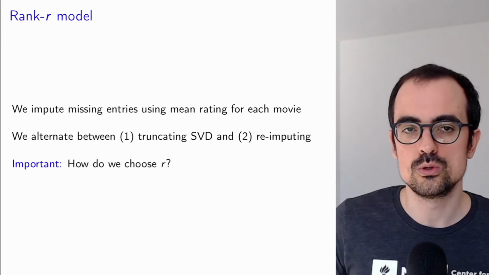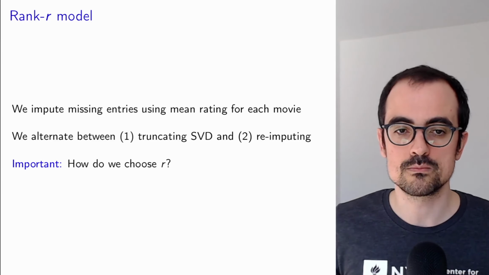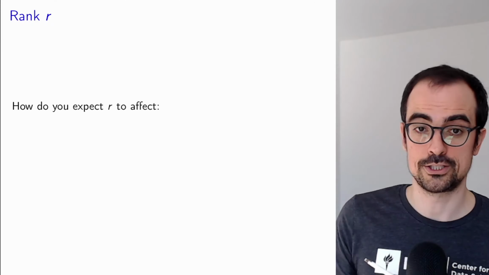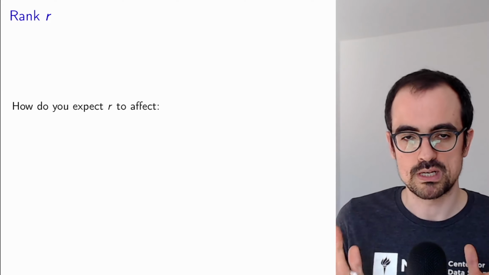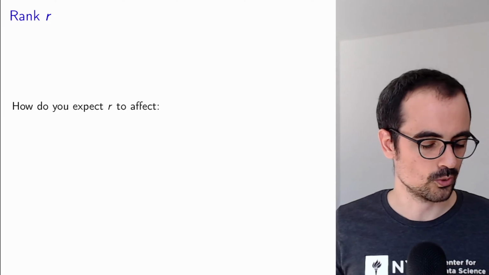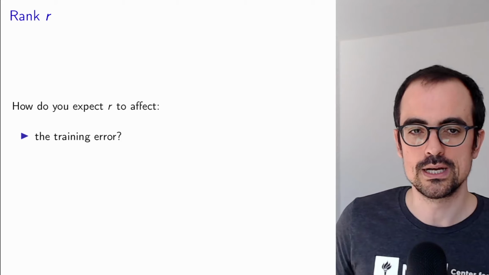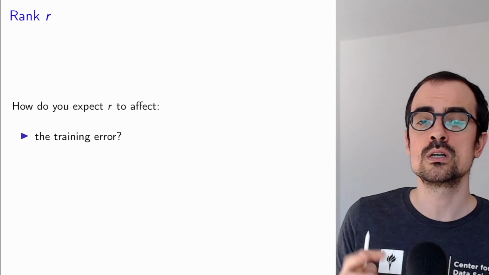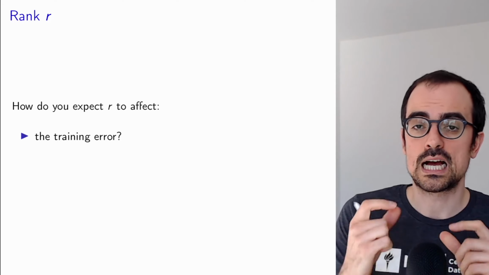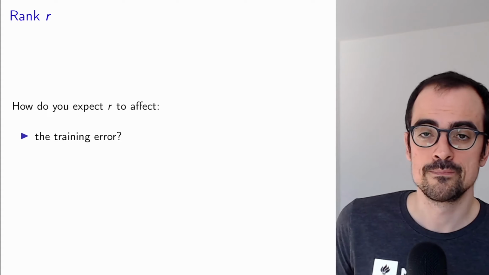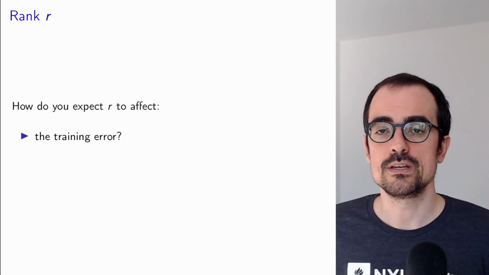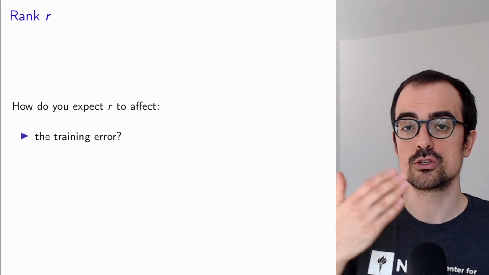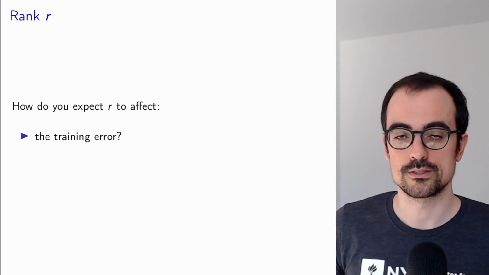So how do we choose the rank of our low rank model? I will tell you in a moment how we're going to do that, but how do you expect R to affect the training error? In other words, what if we just monitor our training error, which means how well we're approximating the observed entries? I encourage you to stop the video and think about whether, when you increase the rank of the low rank model, you're going to be able to approximate these entries better or worse.